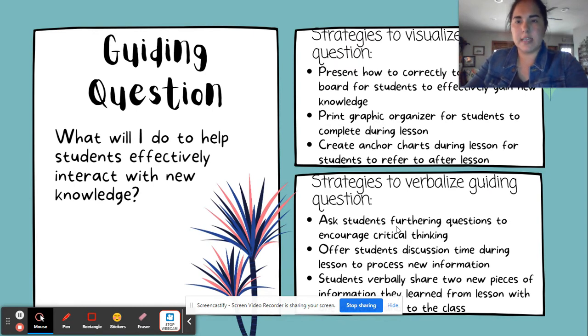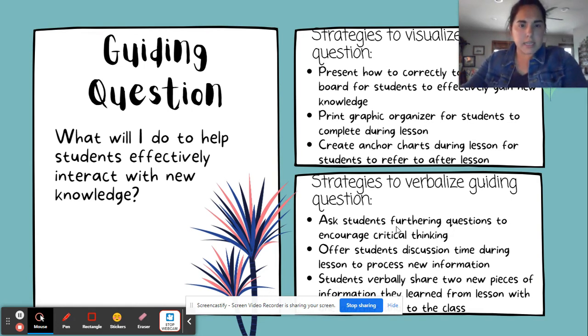And now we have our second guiding question: what will I do to effectively help students interact with new knowledge? This one, to me, is the most important. It can be a hard question to reflect on, but as educators, we should be seeking out new information and the best implementation strategies to ensure students are effectively interacting with new knowledge.